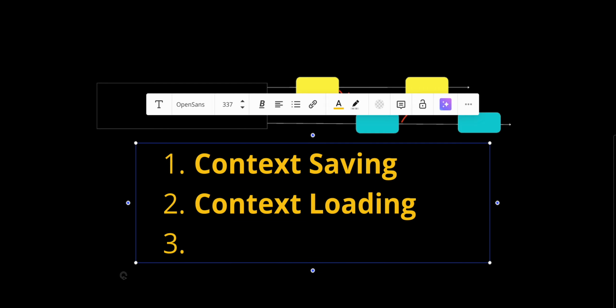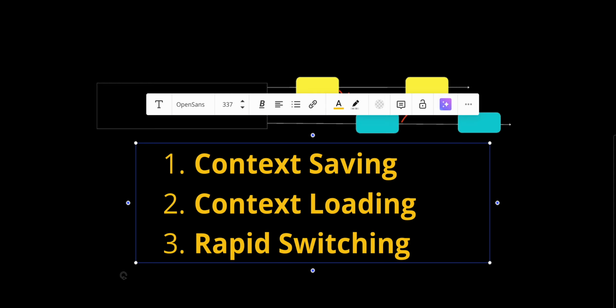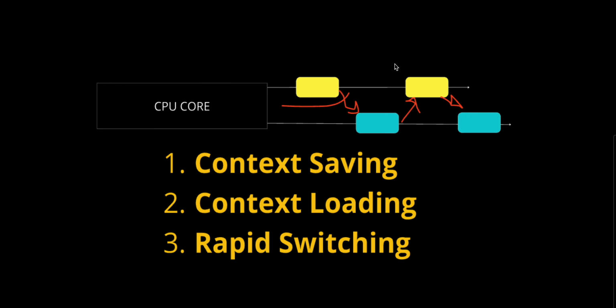The context loading, like the CPU then loads the state of the next task and starts executing it. And finally, we have what we call rapid switching. The process repeats so quickly that to the user it seems like all tasks are running simultaneously. But here is the catch: context switching isn't free. It introduces overhead, consuming time and resources. Too much context switching can actually degrade performance.